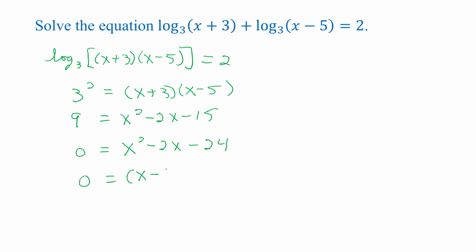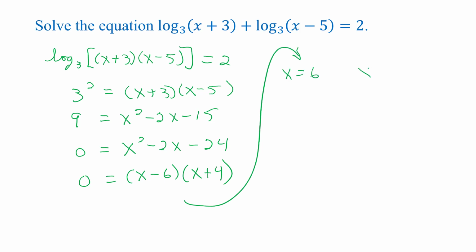and we factor the right side, giving us factors of x minus 6 and x plus 4. Okay, setting each factor equal to 0, we get potential solutions of x equals 6 and x equals negative 4. Okay, so let's test x equals 6. Looking at our first argument here in the original equation, plugging in 6, 6 plus 3 is positive. We check the other argument, 6 minus 5 is positive.